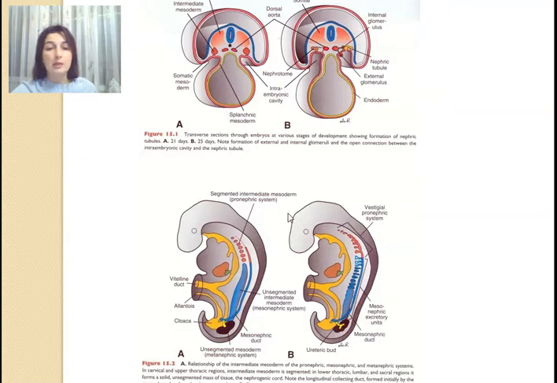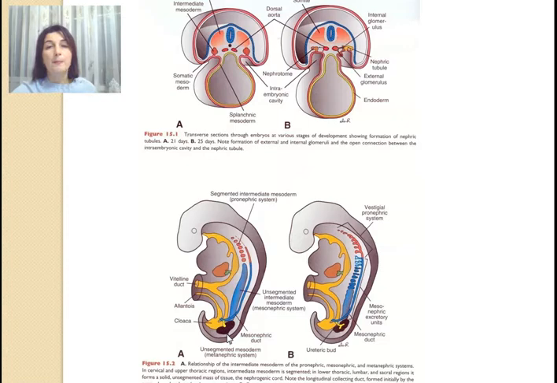Then we will have mesonephros, which starts at the low neck, and then thoracic segments, which are also represented by the segmented nephrogonotomes, and then the unsegmented nephrogenic cord will also participate in the formation of the mesonephros. And finally, we will have metanephros.